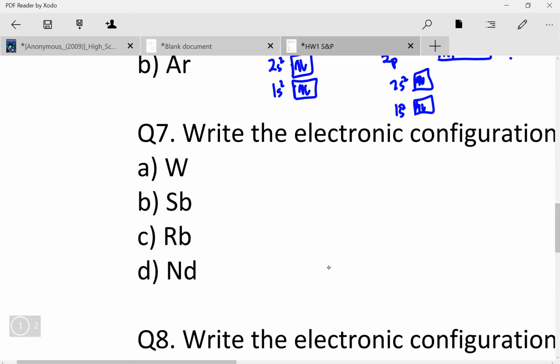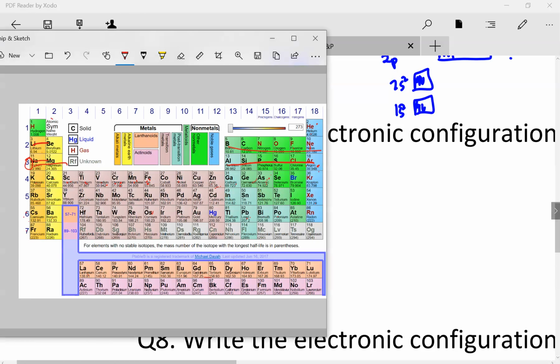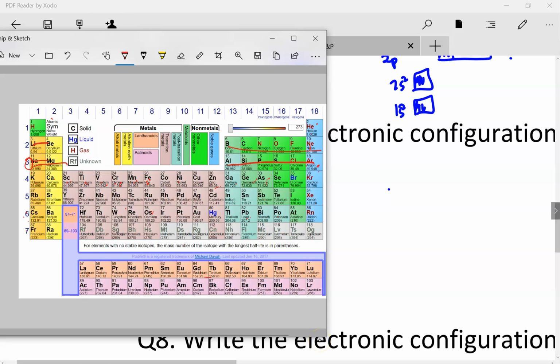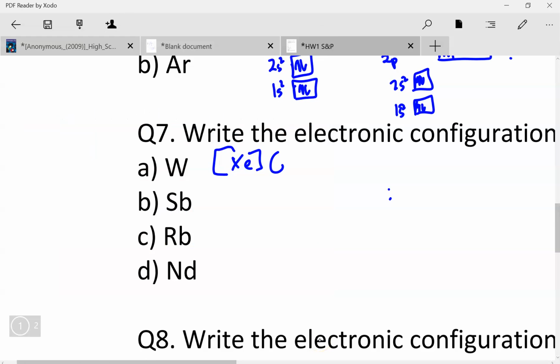Write the electronic configuration for these things. So again, we're going to use the short form. Let's see, where's tungsten? Right here. So this is a 6d, 1, 2, 3, 4, but it's not a 6d, it's actually a 5d, because we know that for d you have to subtract 1 from the period number. So the ending is 5d4, so we'll go back to xenon. After xenon, there should be a 6s2, 4f14, because we go to the lanthanides, and then 5d4, we said.